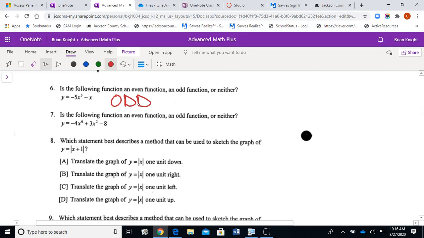On 7, the first x has what for its exponent? 6. The second one is a 2. The third one doesn't have an x. When it doesn't have an x, what is your exponent? 0. So 6, 2, and 0 are all what kind of numbers? Even. So it is even.